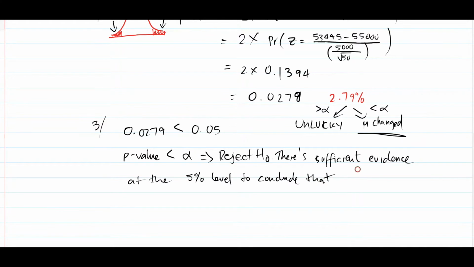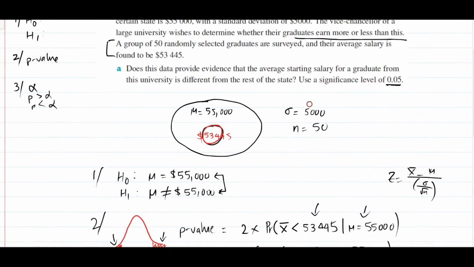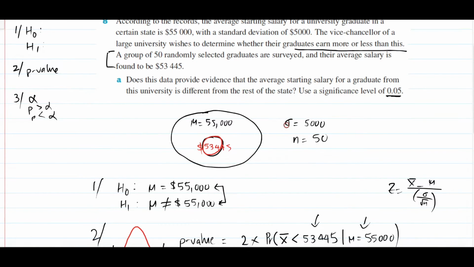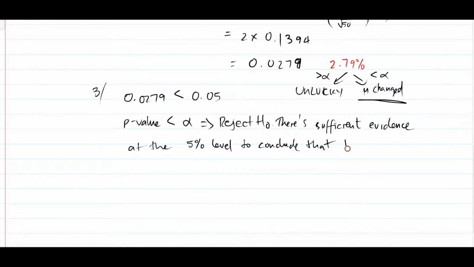and then you go back to the question, you read the question, what is it trying to say? The average starting salary for a graduate from this university is different from the rest of the state. So to conclude that the average salary of this university is different from the rest of the state. So that's pretty much it. That's how you finish off your hypothesis question.